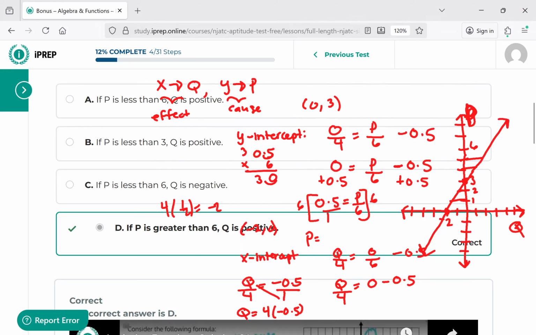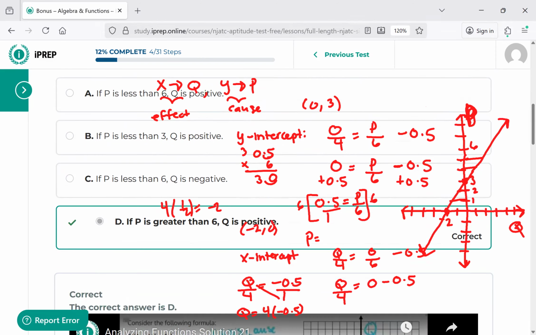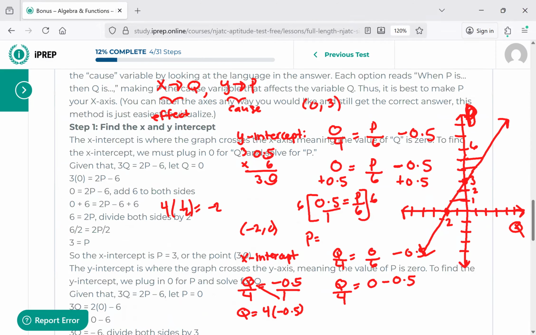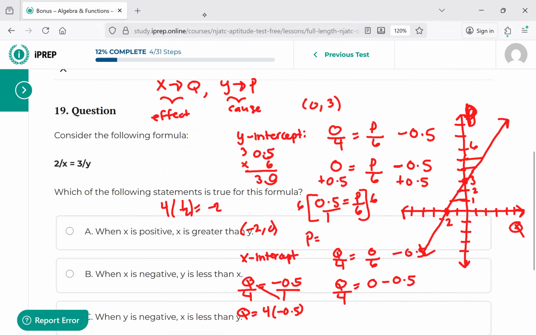So on this one, this is a linear line. We did have to graph it, right? I don't think plugging a value would always work. Okay, let's move on to question 19.